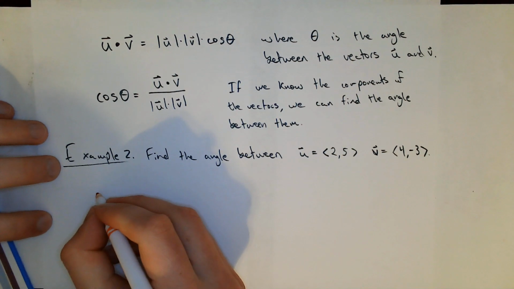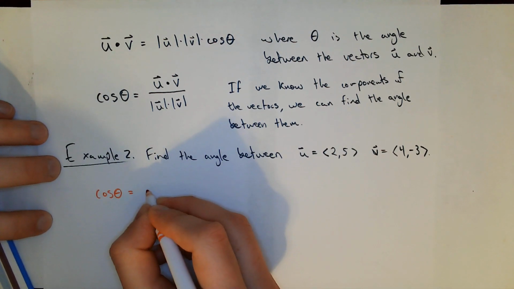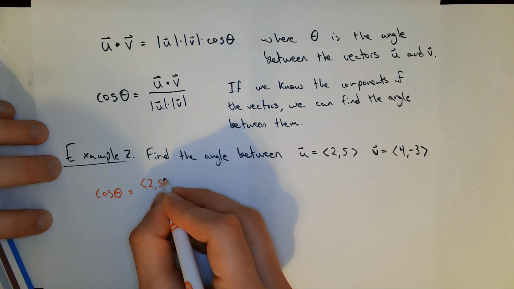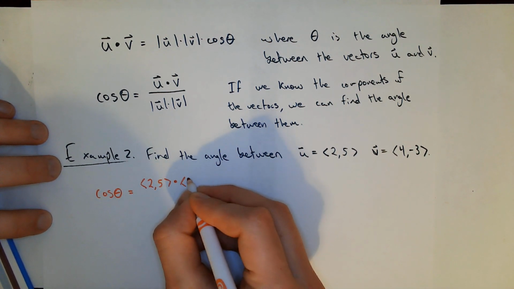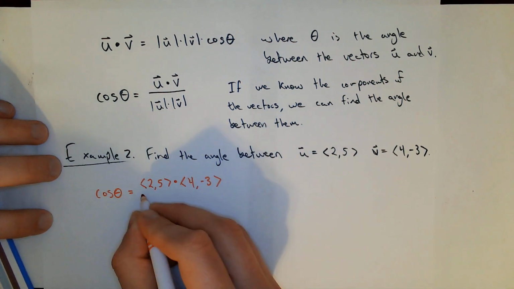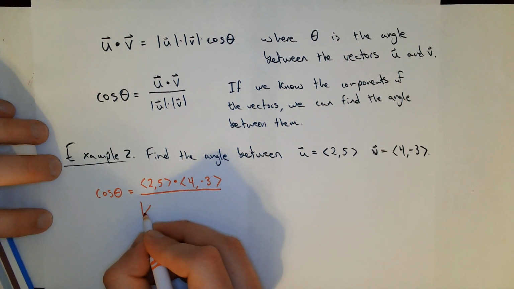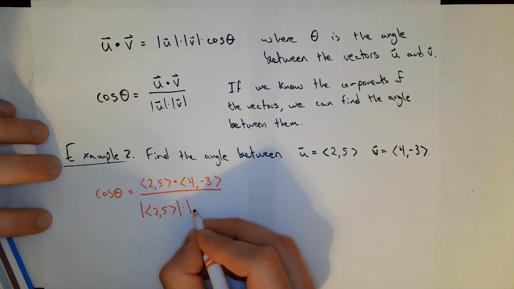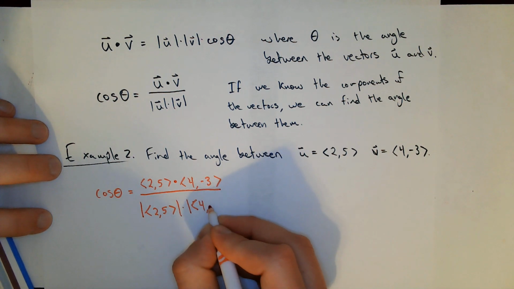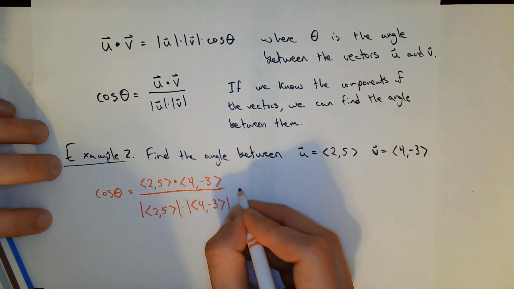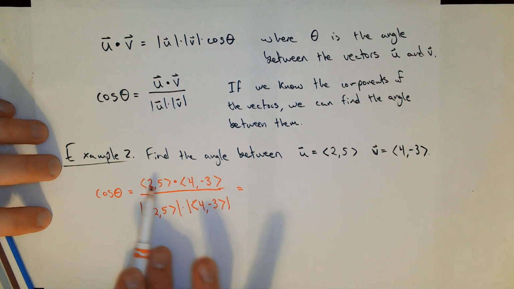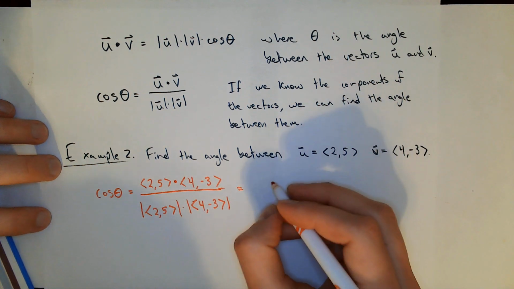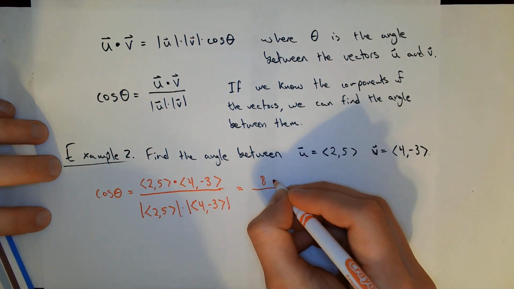Okay, so I'm going to say cosine of theta is equal to u dot v, so maybe I'll just plug in u and v up there. So 2, 5 dotted with 4, -3 over the magnitude of 2, 5 times the magnitude of 4, -3. You could do all of this on the side; you don't have to plug it in like I am. So in the top, I'm going to have 2 times 4, which is 8, plus 5 times -3, which is -15. So in the top, I'm going to have 8 minus 15.